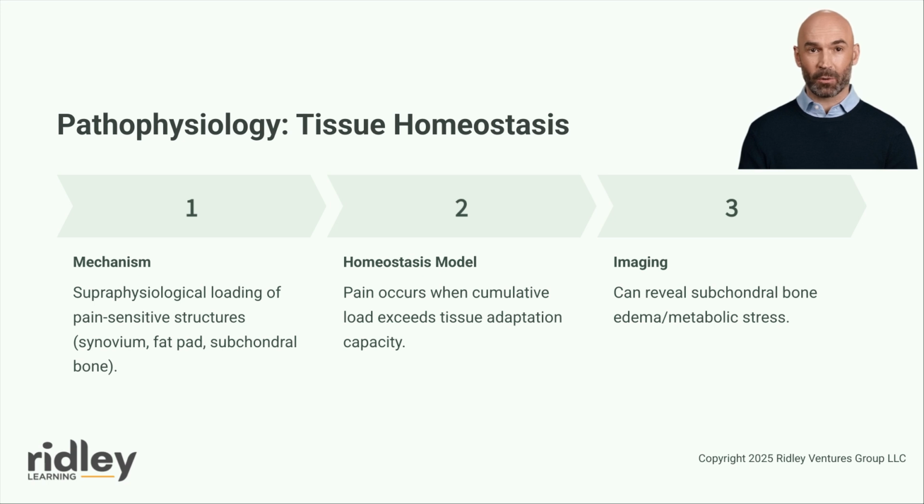The homeostatic model proposes that patellofemoral pain develops when cumulative joint loading exceeds tissue capacity for adaptation and repair. This imbalance may result from acute increases in activity, insufficient recovery between loading bouts, or impaired tissue properties. Supporting this concept, studies have demonstrated elevated markers of bone metabolism and subchondral bone edema on magnetic resonance imaging in individuals with patellofemoral pain, suggesting ongoing tissue remodeling in response to mechanical stress.